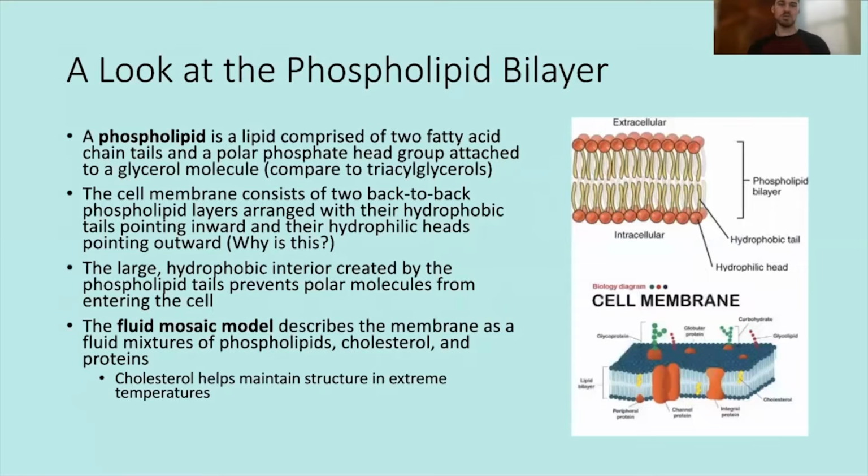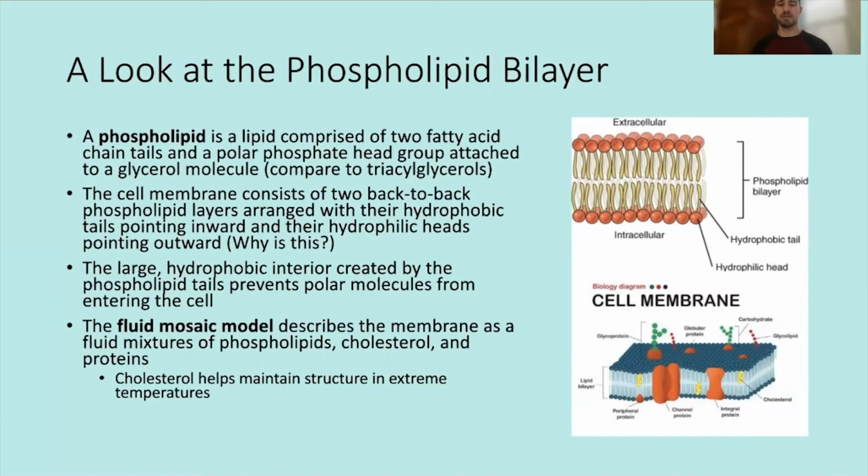Okay, so a closer look at the phospholipid bilayer. You could look at the right. Right here, the extracellular and intracellular. These would just be the environments regarding the cell on either side of the cell membrane, and you could see how they're situated with those hydrophobic tails inside and those heads outside. So a phospholipid is a lipid that is comprised of two fatty acid chain tails and a polar phosphate head group attached to a glycerol molecule.